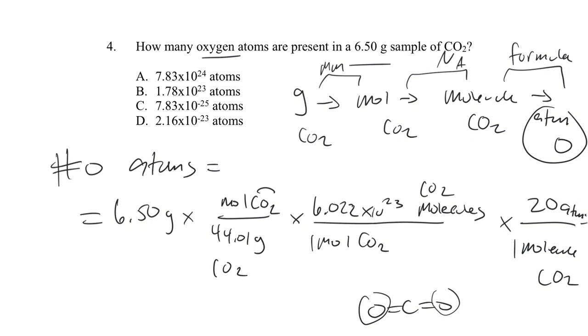So we're just doing 6.5 divided by 44.01 times Avogadro's number times 2. Gives me 1.78 times 10 to the 23.